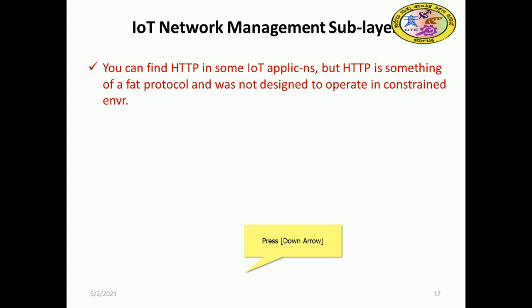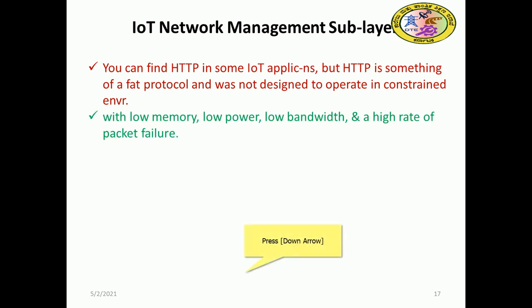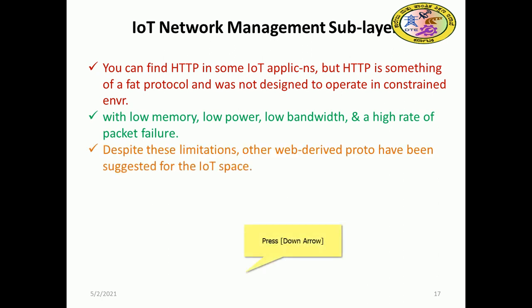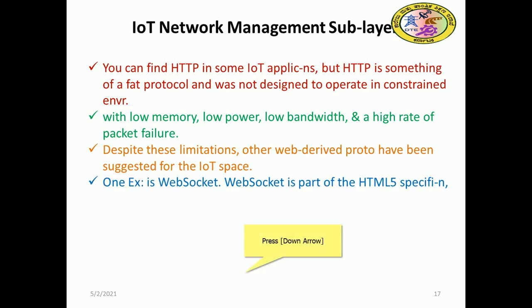Since this IoT network obviously supports constrained devices which have low power, low memory, low bandwidth, various constraints are there. In such cases HTTP may be denied. So with low memory, low power, low bandwidth, and a high rate of packet failure. In spite of all these limitations, web derived protocols have been suggested for IoT applications.